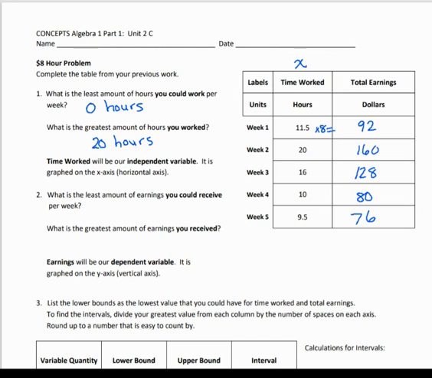Now question 2. What is the least amount of earnings you could receive? So what's the lowest amount of money you could receive ever? 0. 0, exactly. We don't work at all, so we make no money. Now, for our problem situation, what was the greatest amount we did earn? Look at our chart for money, and the biggest number there is 160. Whoopsies, sorry, I put hours there, I'm going to erase. I'm talking about dollars.